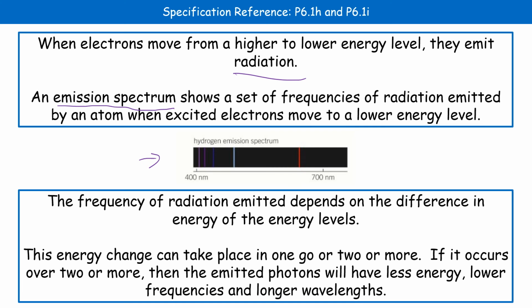In terms of the frequency of the radiation we're going to emit, that is going to depend on the difference in energy of those 2 levels that the electron moves between. It's also worth remembering here that that change can actually take place either in one big jump, or it could occur as 2 smaller steps or more. If it occurs over 2 or more of those steps, obviously the emitted photons are going to have less energy, lower frequencies, and therefore longer wavelengths.